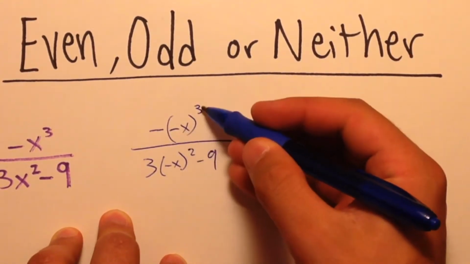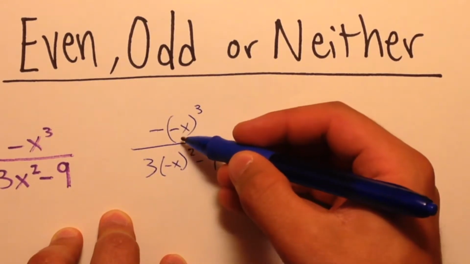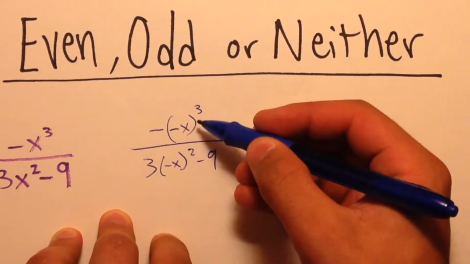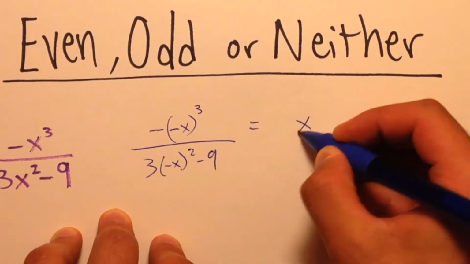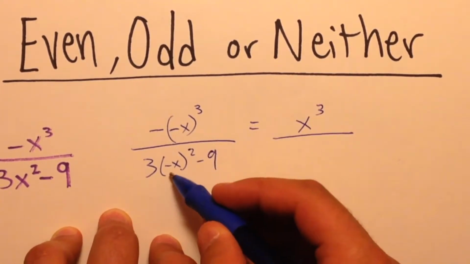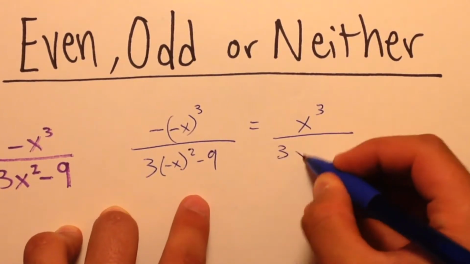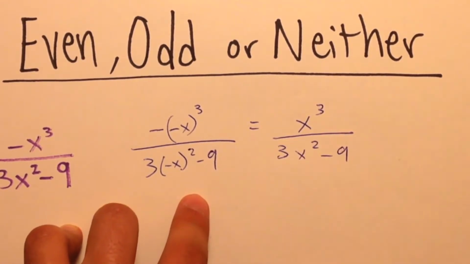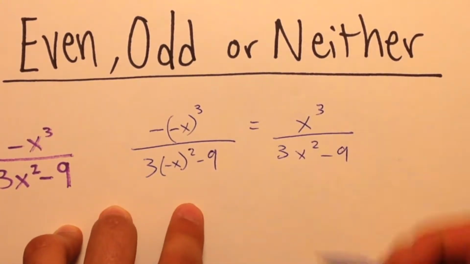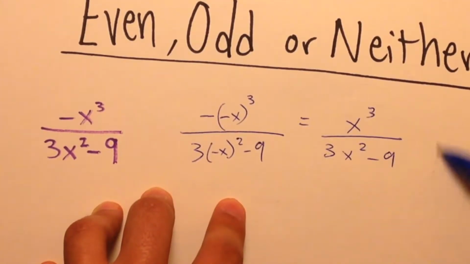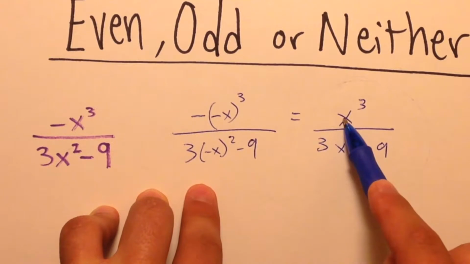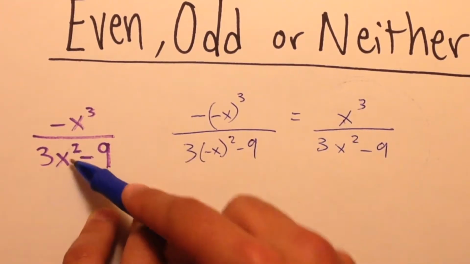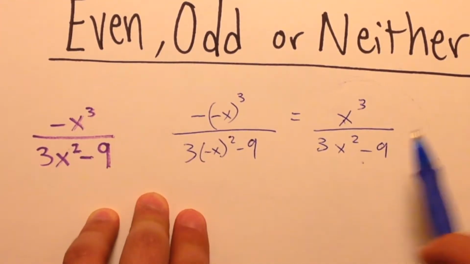So negative x cubed is negative x cubed, and then when we have a negative here along with the negative x cubed, you're going to end up with positive x cubed over, and a negative x squared is x squared, so 3x squared minus 9. Okay, so as we compare our outcome with our initial, right here we have a difference, and right here on the bottom it's the same.